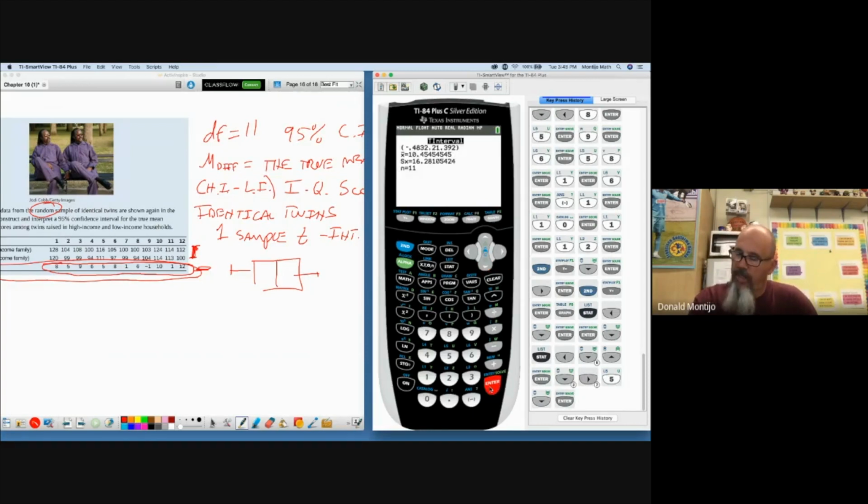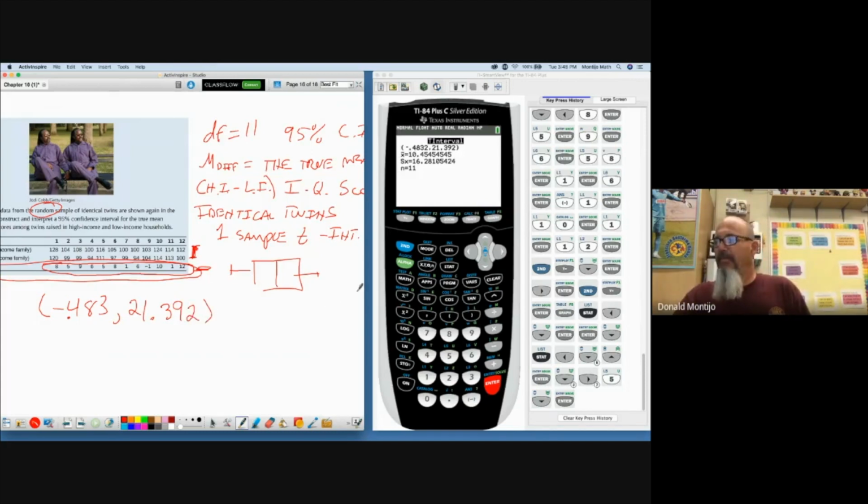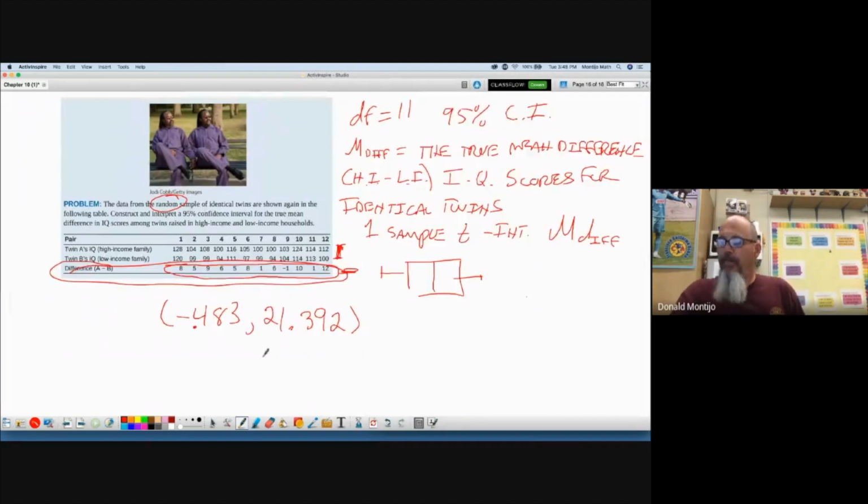All right, so I have an interval of negative 0.483 to positive 21.39. All right, I'm almost done. What the heck does that mean? What did I just do? In context of the problem, what did I just find out? We are 95% confident that the interval from negative 0.483 to 21.392, wait a minute, that can't be right.